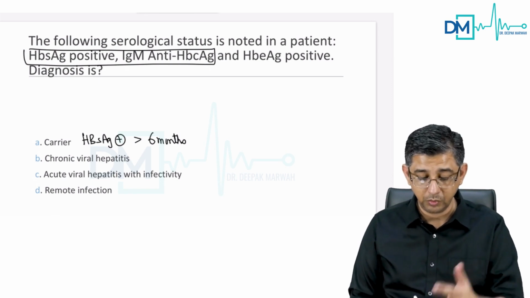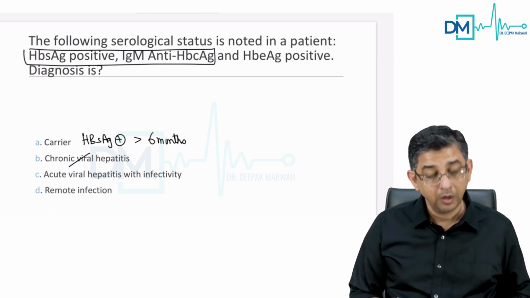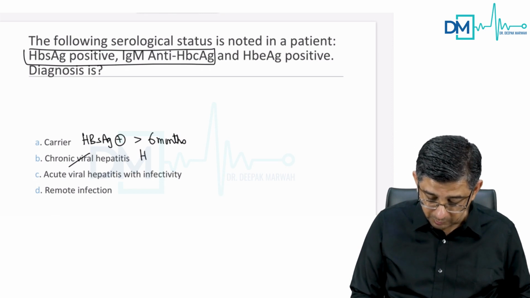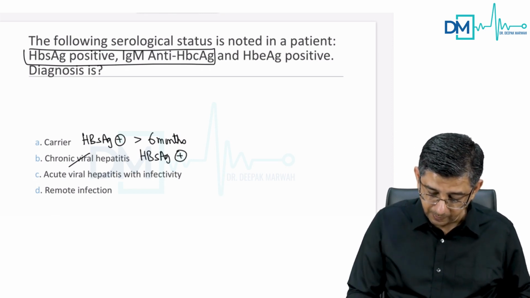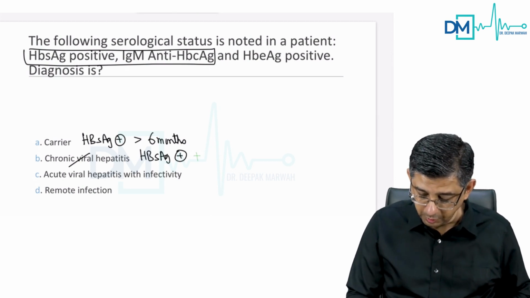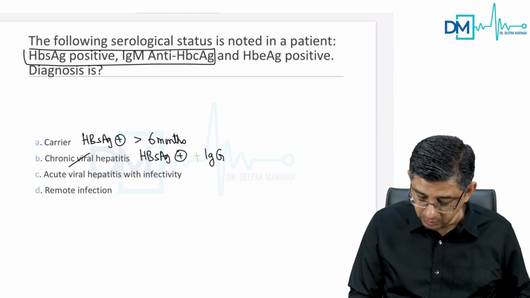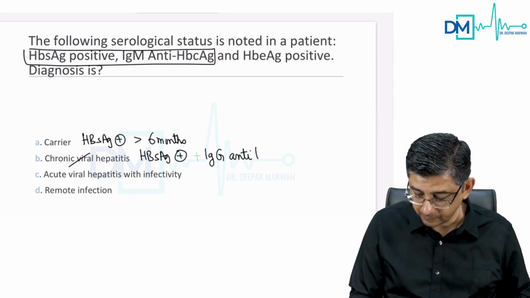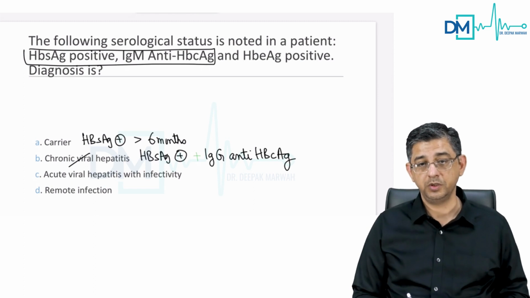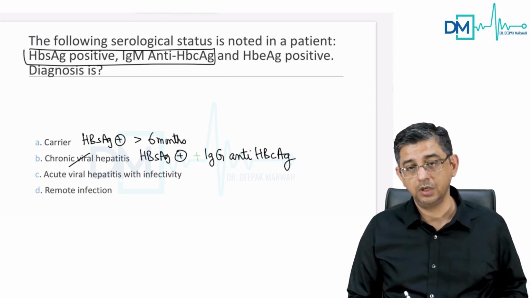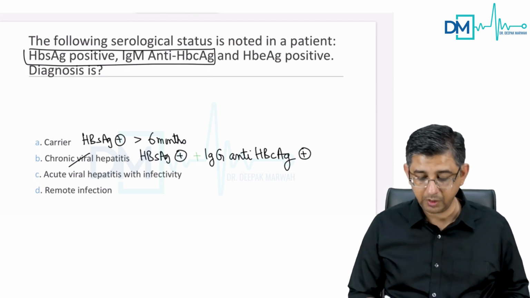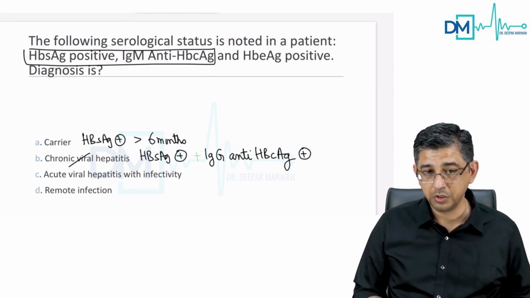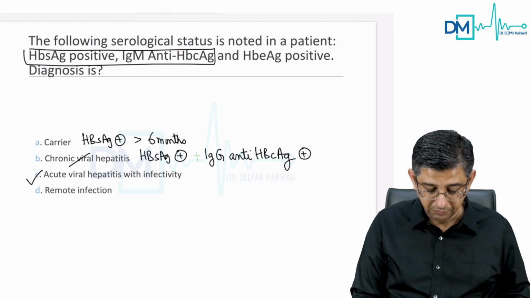This chap is having acute hepatitis B, so I'm ruling out chronic anyway, because when do you say a person is having chronic? He should be surface antigen positive, plus he should also have the antibody immunoglobulin G class of antibody to the core antigen. So when you have the combination of the two, surface antigen positive as well as IgG class of antibody to core antigen, then the combination of the two is chronic hepatitis B. This patient is having IgM, so it is acute viral hepatitis with infectivity.